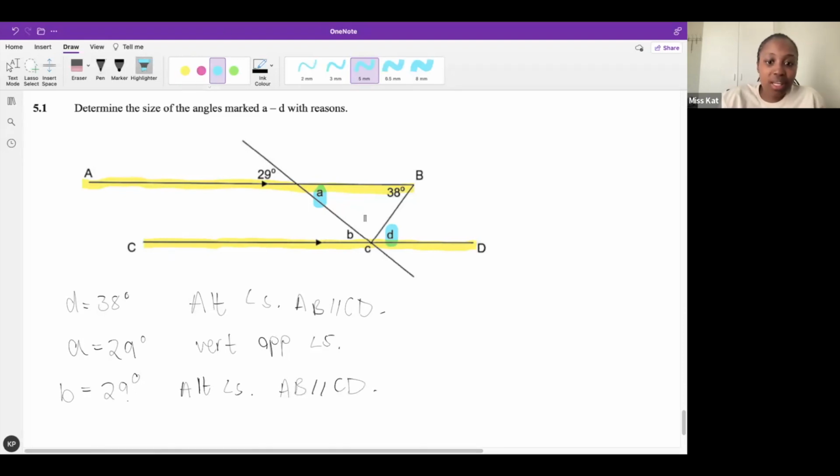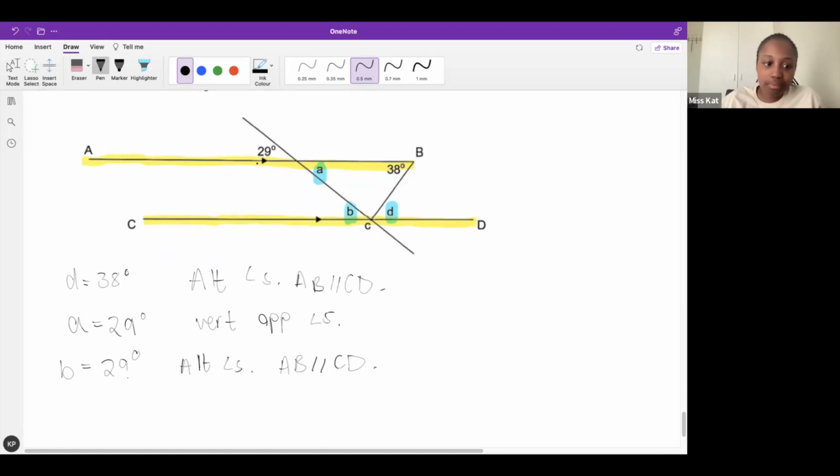Okay, so we have B. We are down to C. Is it just C left? Let's see, C. C plus 29 degrees equals 180 degrees because of supplementary adjacent angles. Guys, did you know how fancy that is? Supplementary adjacent angles. So therefore, C is how much?